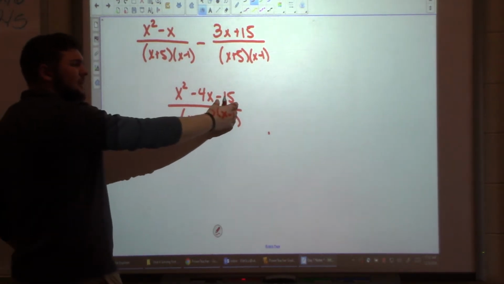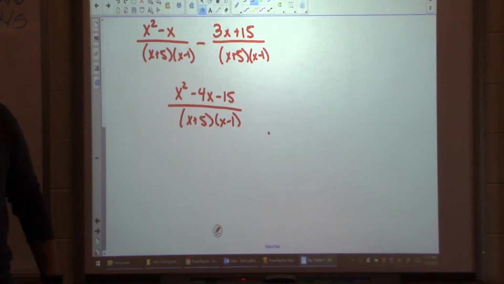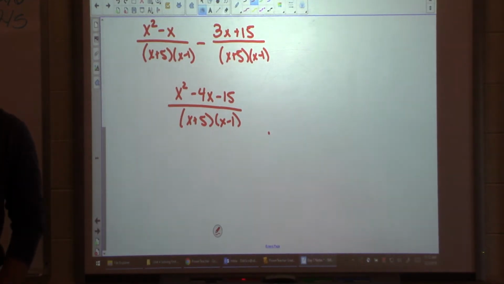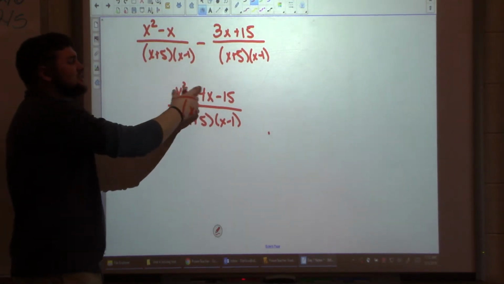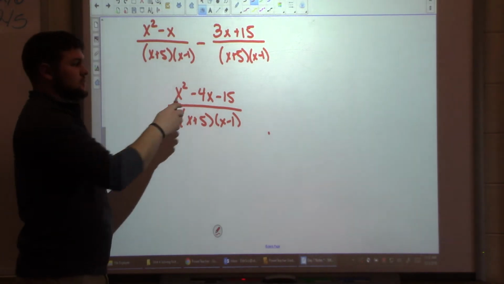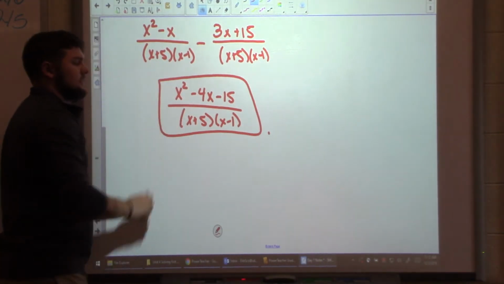So, does anything multiply to negative 15 and add to negative 4? Or negative 3, negative 1. Or negative 3 and 1. Does that multiply to negative 15? No. Right? So this actually doesn't factor on top. So, am I going to be able to simplify it at all? No. So, you can leave it just like this if you want.